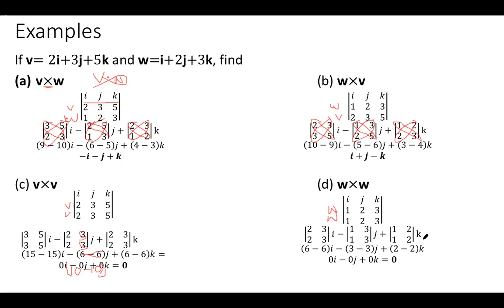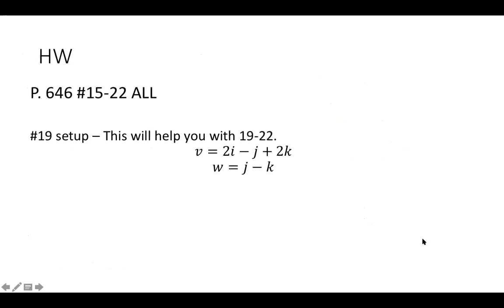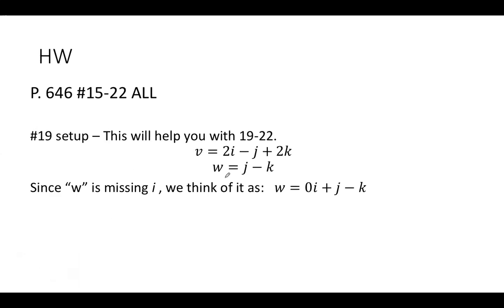All right, so that is it. I have your homework up here. I do have the setup here. It's going to help you with number 19 in particular, and 19 to 22, I mean. So it tells you V equals 2i minus j plus 2k, while W equals j minus k. Keep in mind, to set up your cross product, you need every single variable. So what that means is we are missing I for W. So we think of it as 0i plus j minus k.